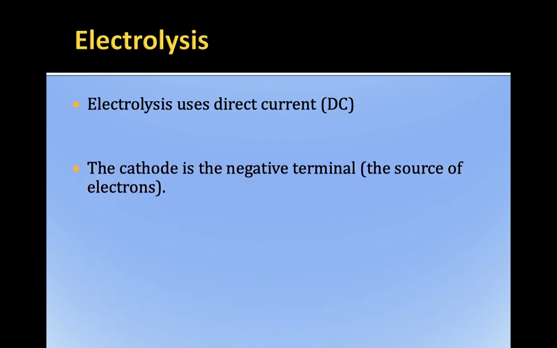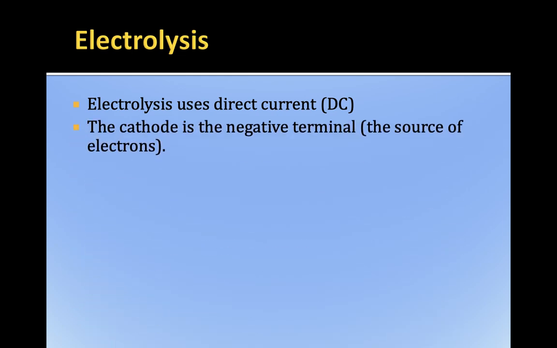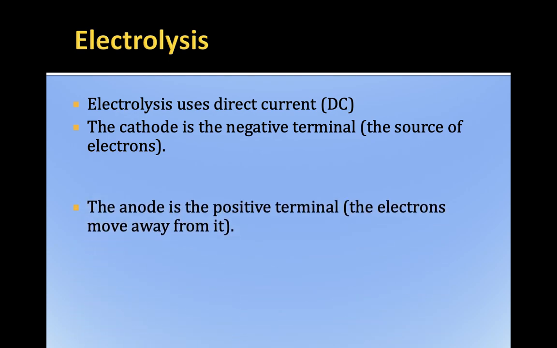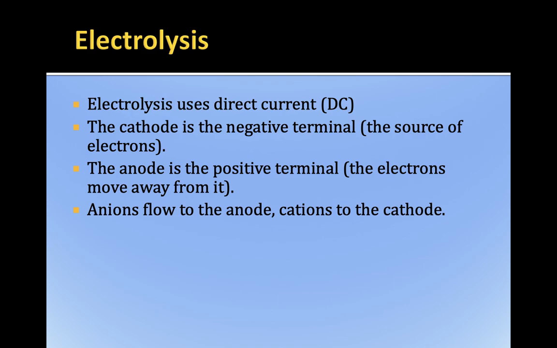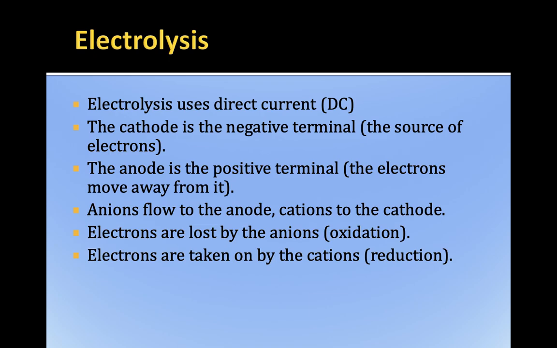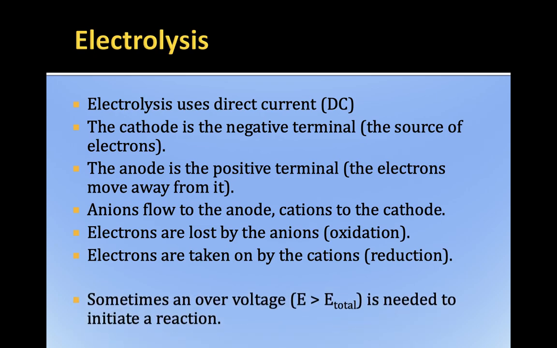It's going to be a direct current, so just a little bit here on our electrolysis reactions. Electrolysis uses direct current. Our cathode, again, is going to be our negative. This is where our electrons are coming into the reaction. Anode is positive. Here our electrons are moving away, leaving it more positive. Anions flow to the anode. Cations flow to the cathode. Our electrons are going to be lost by the anions. That's where oxidation is going to occur. Our electrons are taken from the cations. That's where a reduction occurs.